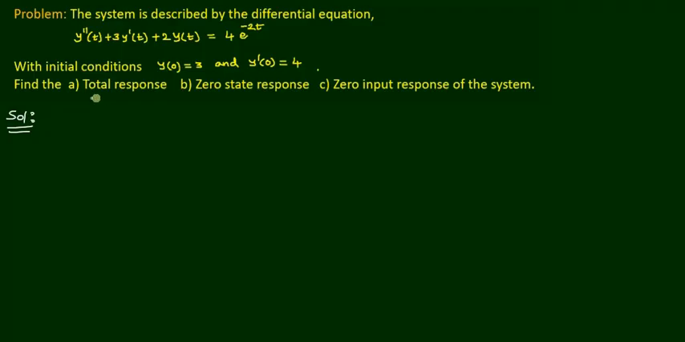Find the total response of the system, the zero state response of the system and the zero input response of the system. So now first we try to transform this differential equation into the S domain, thereby the equation becomes an algebraic equation. Then we try to find the response of the system. First we will find the total response of the system.